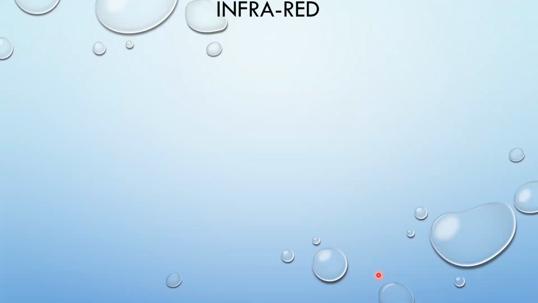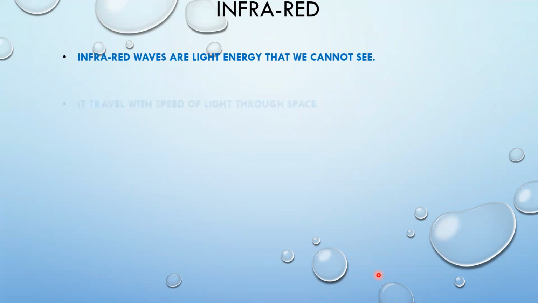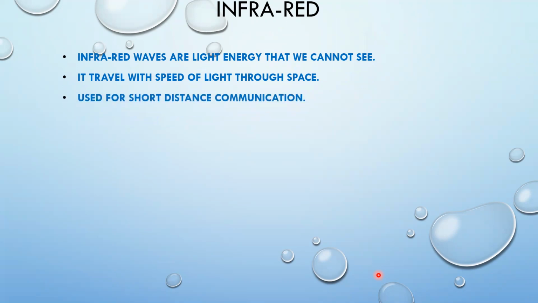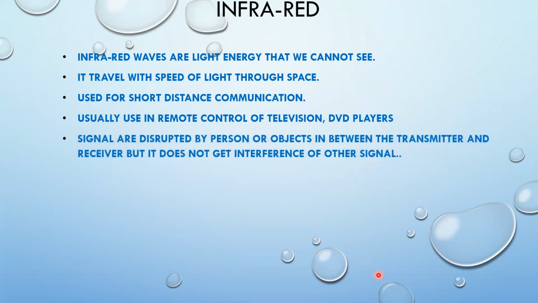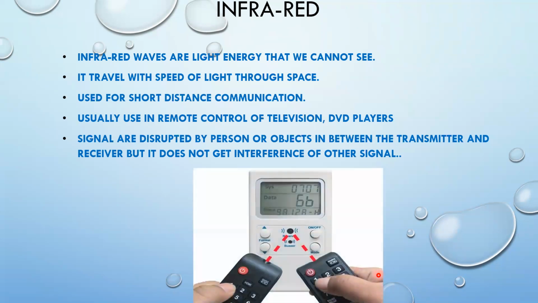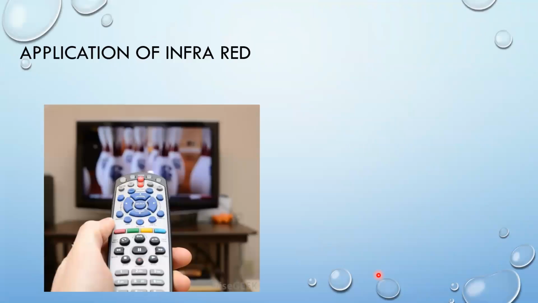Yes. Now, the next one is infrared. Infrared waves are light energy that we can't see. It travels at the speed of light through open space and is used for short distance communications, usually in remote control of televisions and DVD players. Clear? Signals are disturbed by persons or objects between the transmitter and receiver, but it doesn't get interference from other signals. Clear? Look, AC remote control and TV.